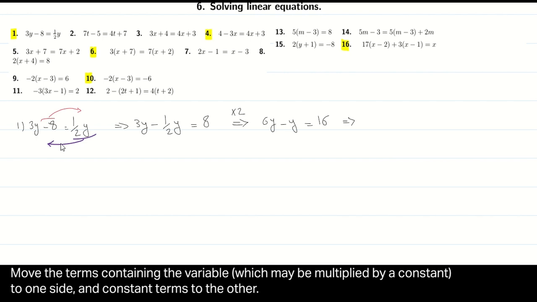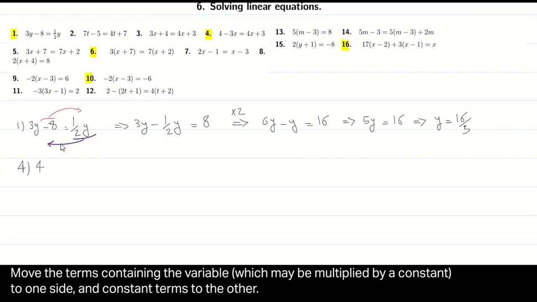So on the left-hand side, we have 5y, and on the right-hand side, we have 16. That means if you divide both sides by 5, the y value is equal to 16 over 5. Now let's head to question number 4.